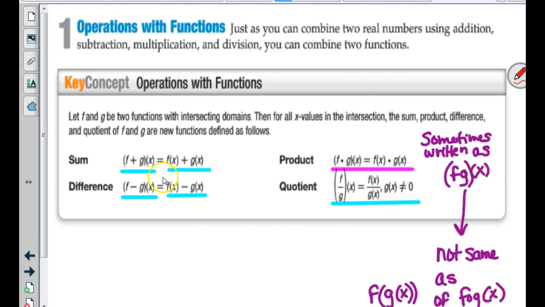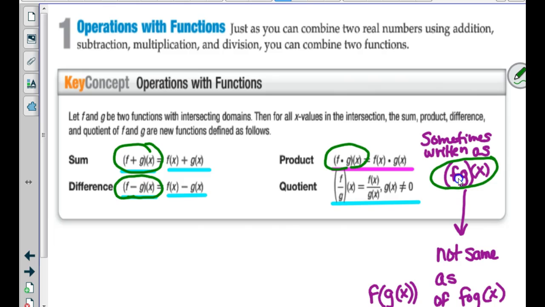So this slide is about notation. When they write it like this, f plus g of x, it means you just take f of x and add g of x. When they write f minus g of x, you take f of x minus g of x. All right, the product they write a couple different ways sometimes. With the solid dot, or sometimes they will just write fg, which means multiply, okay?